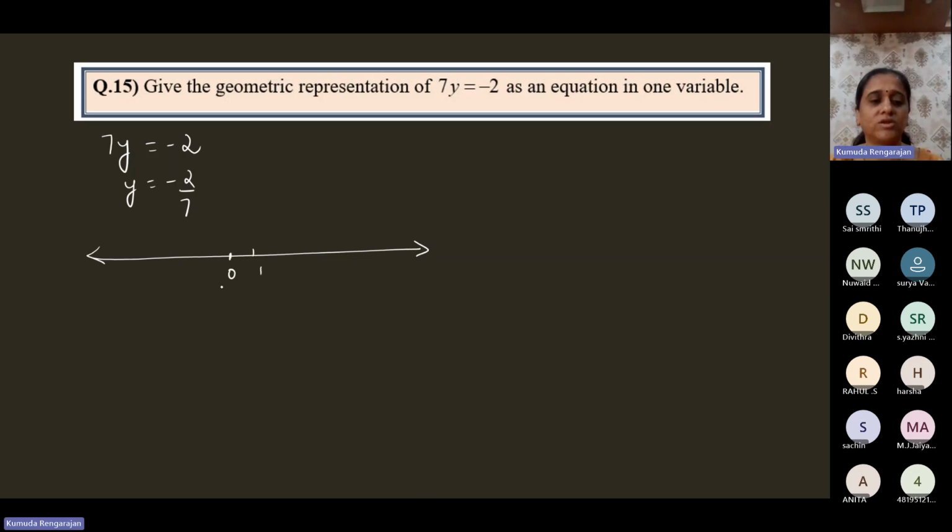0 means 0 by 7, then 1 by 7, 2 by 7, 3 by 7, 4 by 7, 5 by 7, 6 by 7, 7 by 7, which is 1. And here minus 1 by 7, minus 2 by 7, minus 3 by 7. Like that you can show up to minus 7 by 7, which is minus 1. Then mark this point. This is y, which is equal to minus 2 by 7.